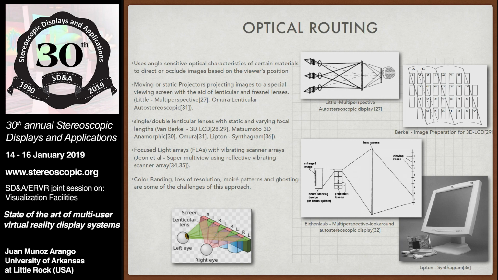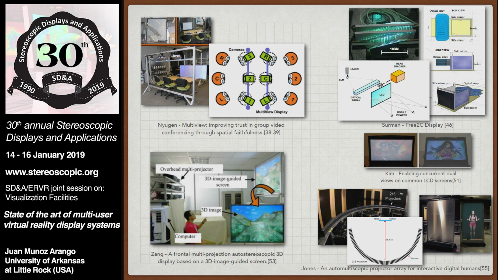Now, with this approach, color banding is one of the issues. Loss of resolution, of course, because you only have as many pixels on the screen. And ghosting are some of the challenges of this approach. Other interesting papers that have appeared across the years is Nguyen et al. Here they present a special display that consists of a screen with three layers with directional reflection, so each participant sees a customized image from their perspective.